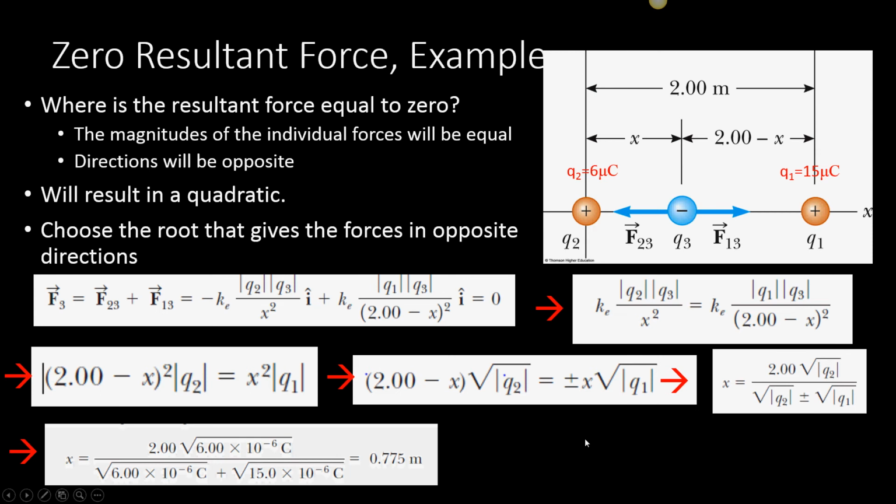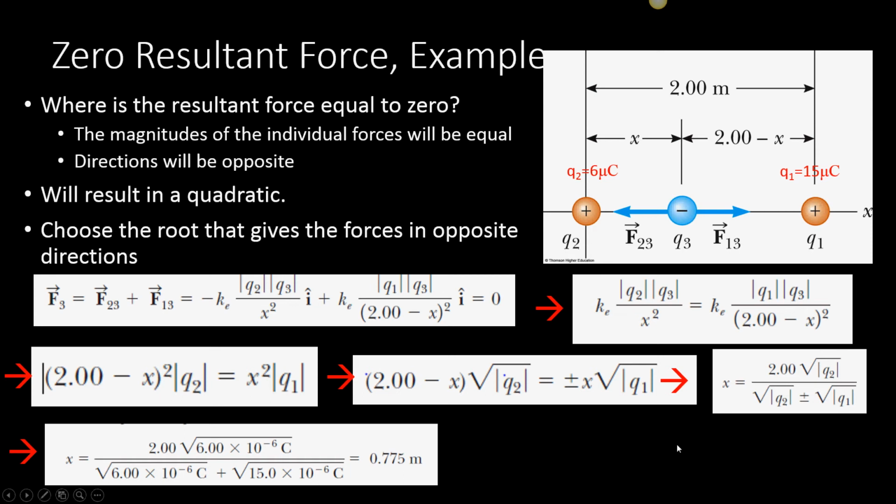Now we'll substitute in for the actual values we have, which are 6 and 15 microcoulombs. And when we get done, we have that the position is 0.775 meters for that charge. And as we guessed, it would be closer to the smaller charge, which is Q2 here on the right, or on the left, and it would be farther from the 15 microcoulomb charge on the right.